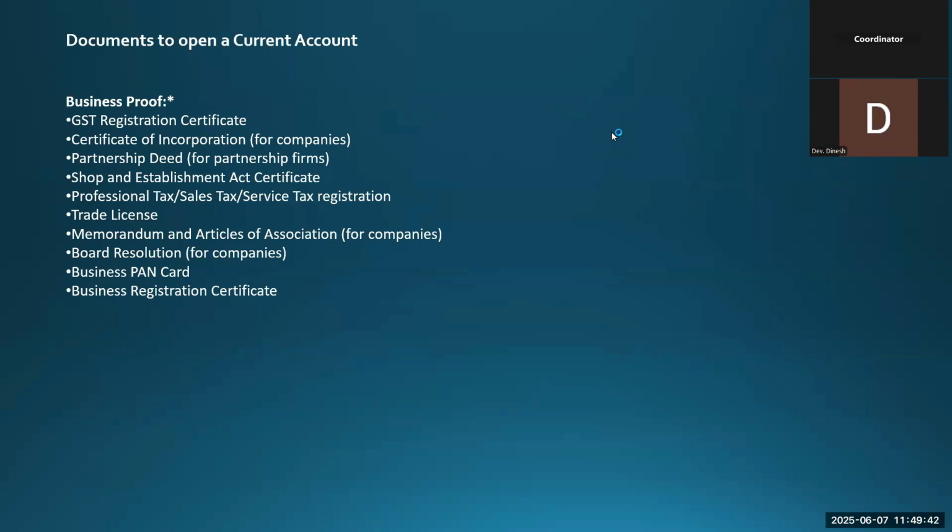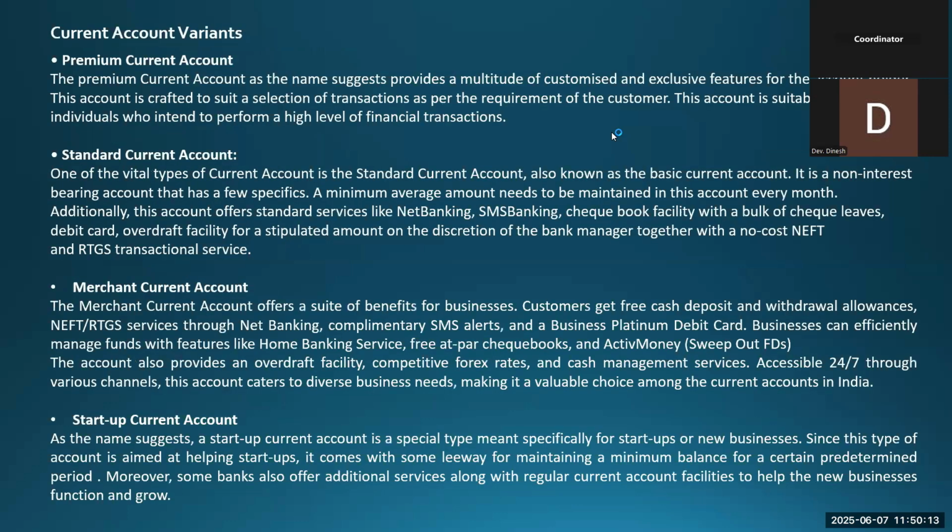What are the documents that would be required to open a current account? GST certificate, certificate of incorporation for companies, which is private limited company or public limited company. Partnership deed is required for partnership firms. Shop and Establishment Act, professional tax, sales tax, service tax registration, trade license, memorandum of articles of association, board resolution, business PAN card, business registration certificate. So these are some of the documents which will be required to open current accounts.